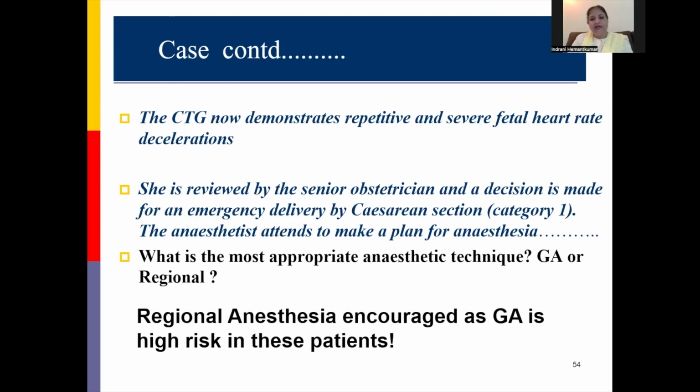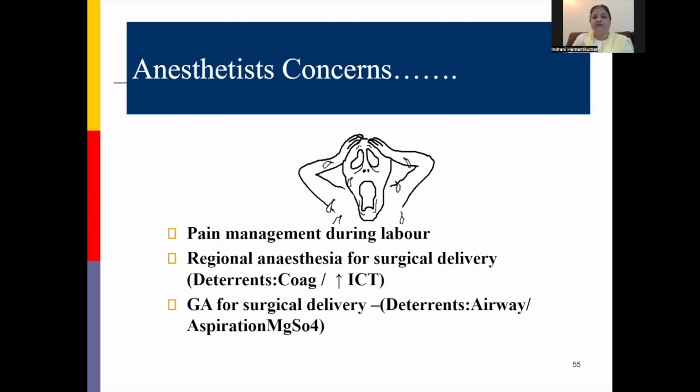The CTG now demonstrates repetitive and severe fetal heart rate deceleration. Now she is reviewed by the senior obstetrician who feels that this patient has to be taken up immediately. What is the most appropriate anesthesia technique? Would you want to give GA or regional at this point of time? Now, if there is no hematological issue, regional anesthesia should be encouraged in all these high-risk patients.